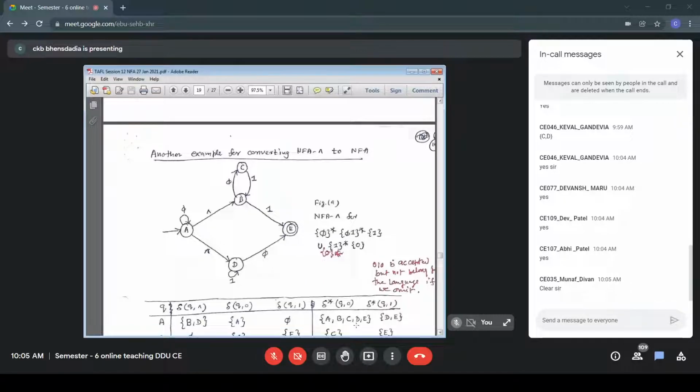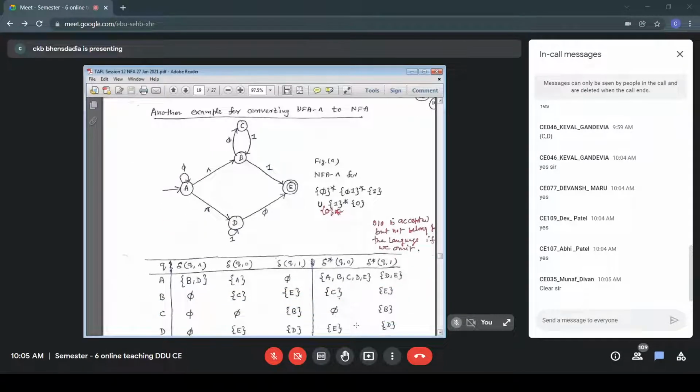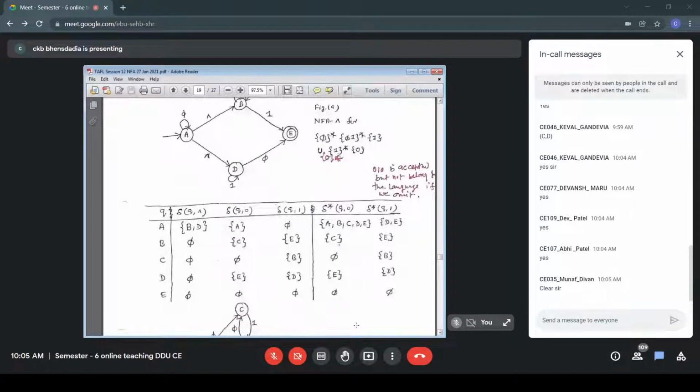So this is my NFA with null transitions, which is the input. We want to convert this to an NFA. The language is 0 star 0 1 star 1 union 0 star 1 star 0. That is the language. And here is my equivalent NFA.